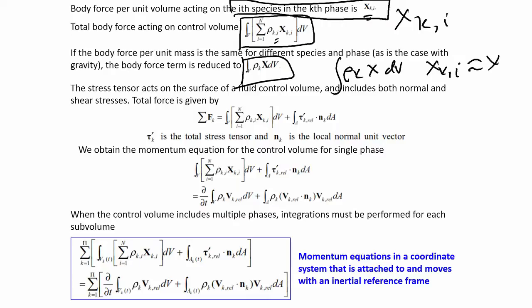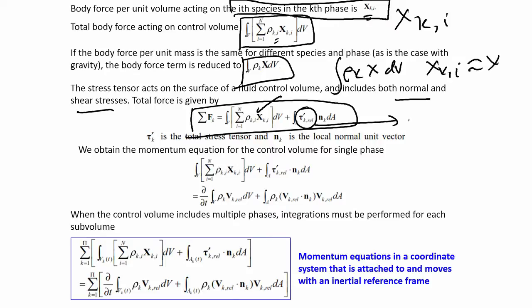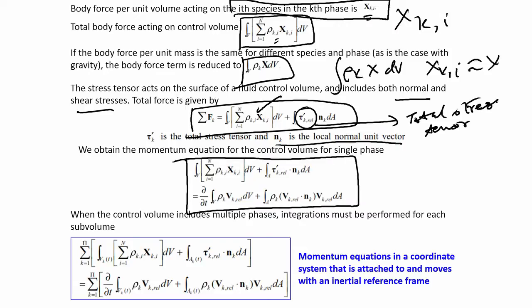Because this is gravity, all the X_ki are just X. And the stress tensor acting on the fluid control volume includes both normal as well as shear stresses. So the total force is nothing but the body force term, which is given by X_ki, and this term, which is the total stress tensor. N_k is the local normal unit vector, as we stated before. So the entire equation, when written, is represented like this.